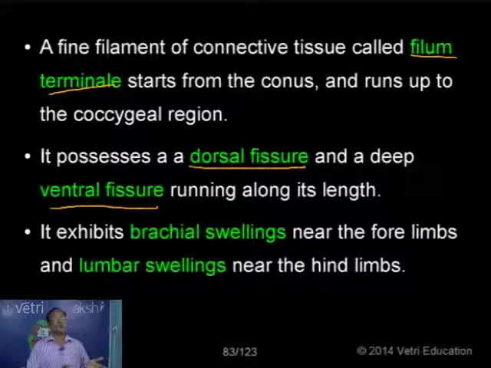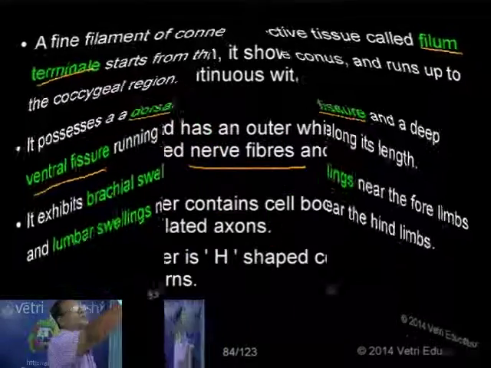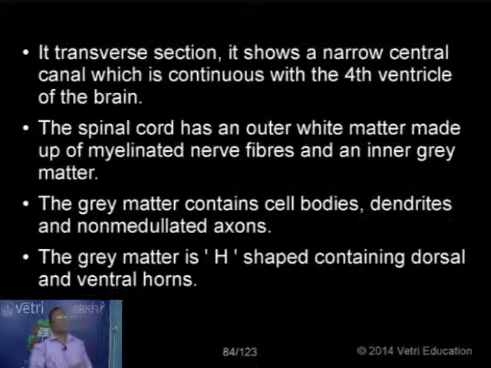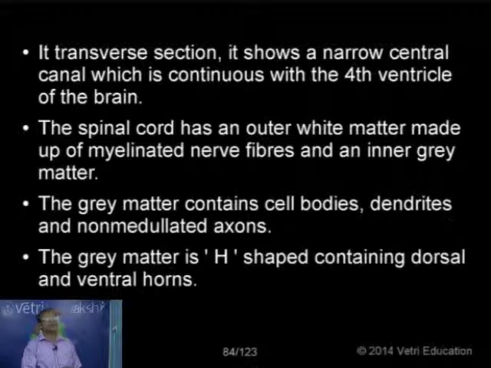The brachial swelling is present near the forelimbs and the lumbar swelling is present near the hind limbs. If you make a transverse section, it shows a central canal filled with the cerebrospinal fluid, which is nothing but the continuation of the fourth ventricle of the medulla oblongata. We'll see about the ventricles later.